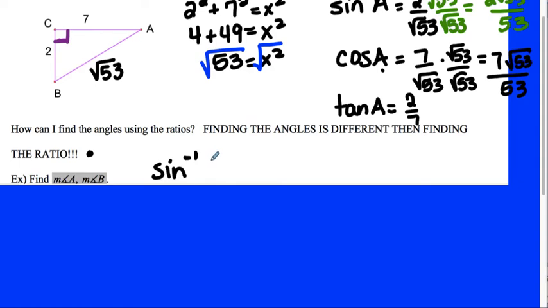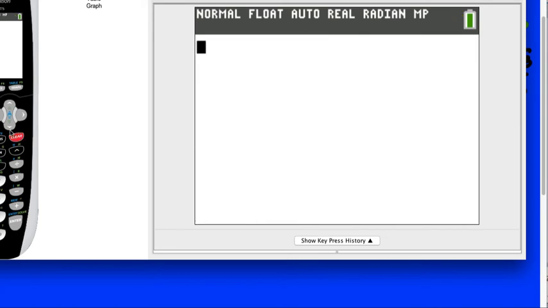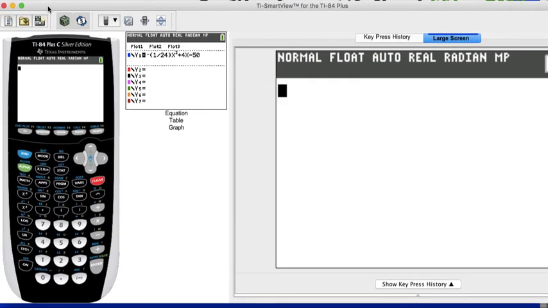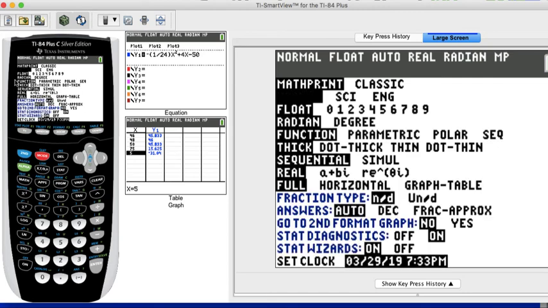It actually doesn't mean -1, it means inverse. So we're going to be using that feature. Let me show you what I mean. First of all, when you're in your calculator, go to the mode. The mode can be found right here on the calculator, and you want to make sure in line 4 that degree is highlighted. Mine is not, so I'm going to move down there, change from radian to degrees, and press enter. Then I'm going to quit to clear my screen.